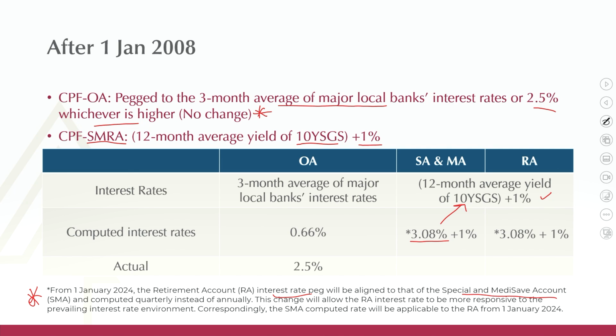Okay, so this footnote you are seeing here is actually extracted from the CPF website. It's computed quarterly instead of annually. Which is why in this example, you see over here, the special and MediSave account and the retirement account have the same interest rate of 4.08% after you take 3.08 plus 1%. So actually 4.08% is higher than that 4%, right?